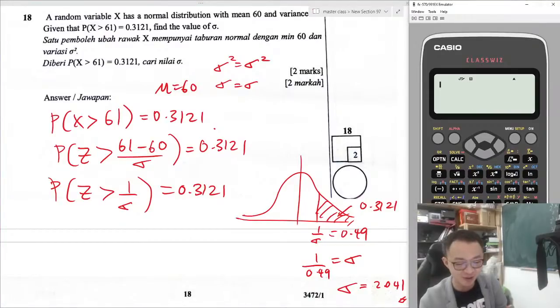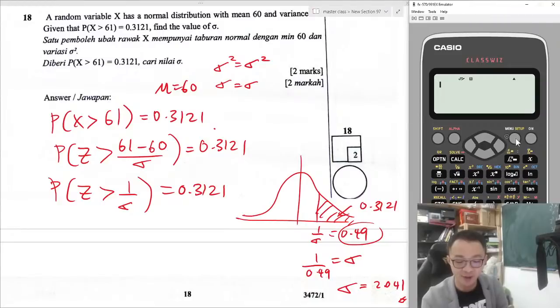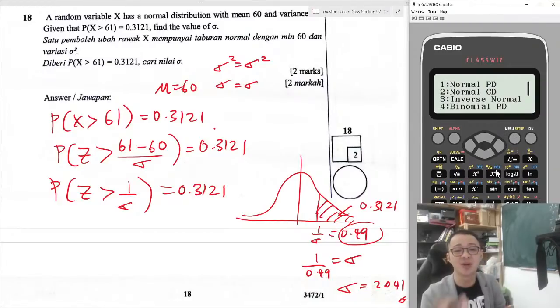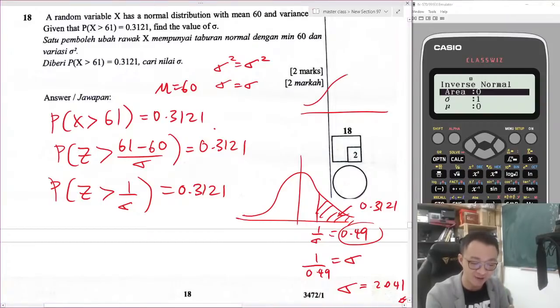If you are using this calculator, how do you get about 0.49? You can go to menu and go to 7. This one is called inverse normal, because you already have the area. So I will go to inverse normal. But this calculator can only find the area on the other side, because this calculator uses probability Z is less than A.